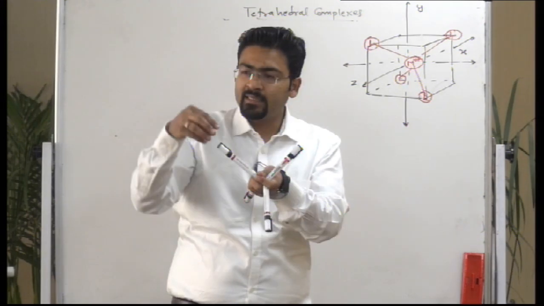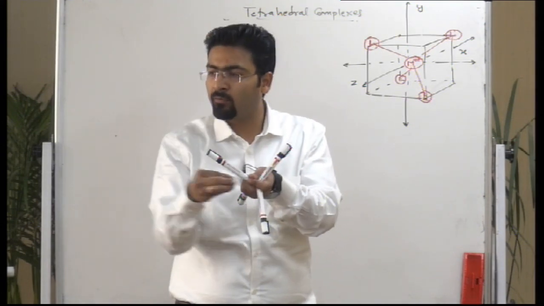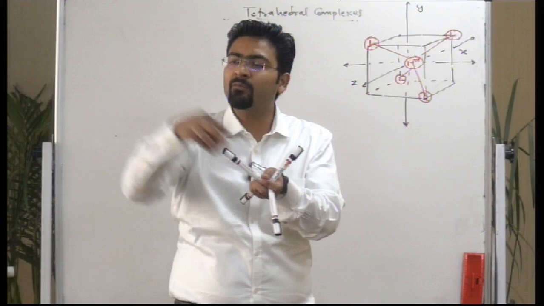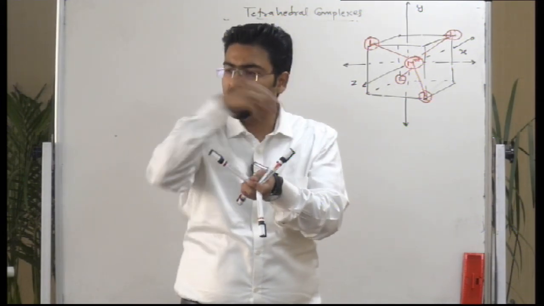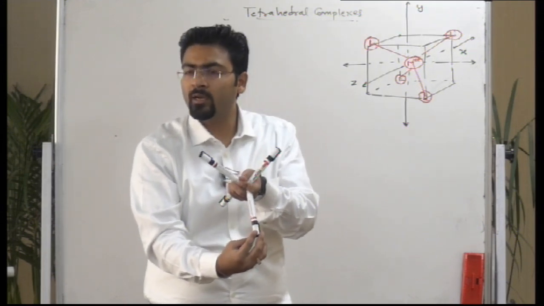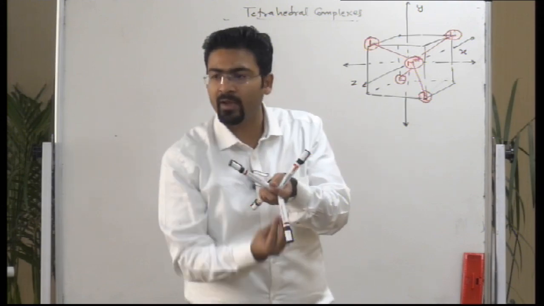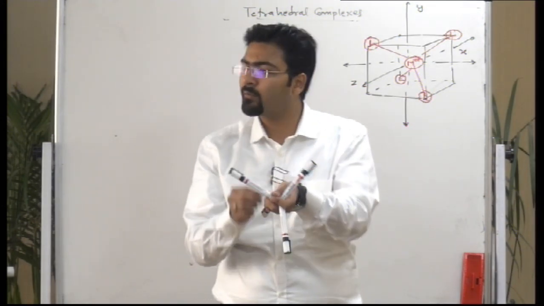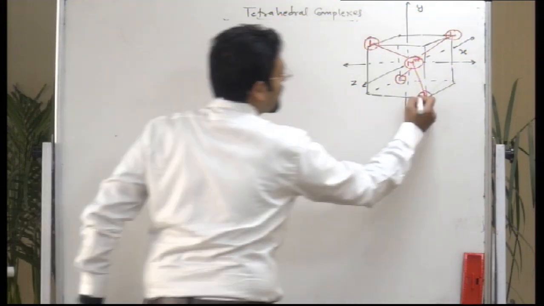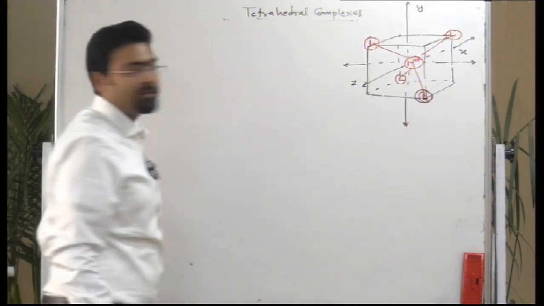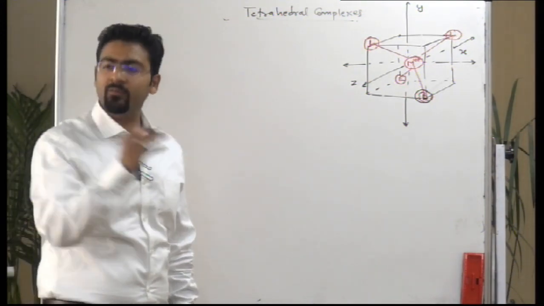So as I can see, this ligand is neither coming from the direction of the y-axis nor from the x-axis, but somewhere in between. This one is also not coming from y or x, but somewhere in between. This is also not coming in the direction of y or z, but somewhere in between z and y. This is also coming from somewhere in between z and y. So as I can see, these ligands are not approaching the metal ion from the direction of the axes, but somewhere in between these axes.